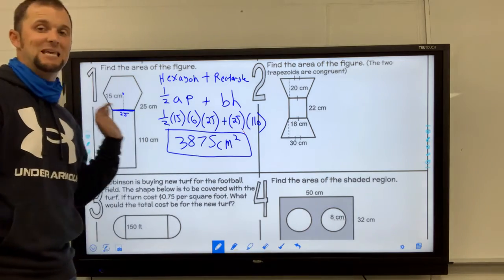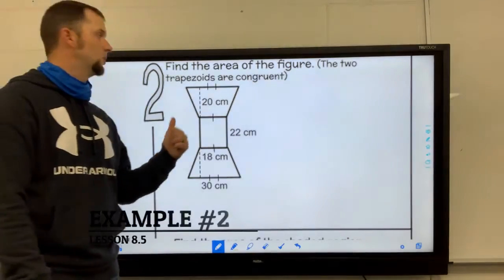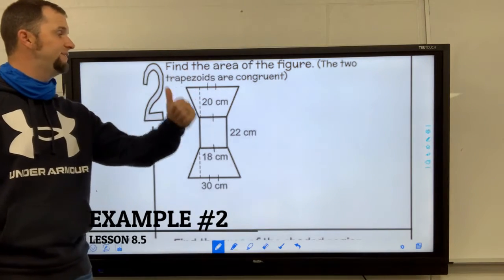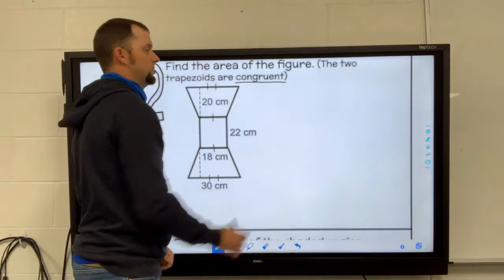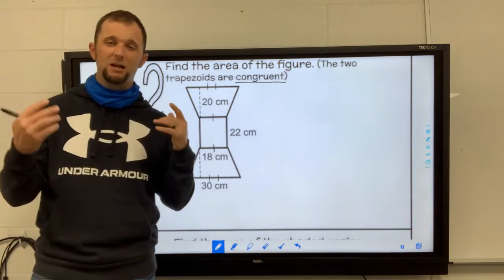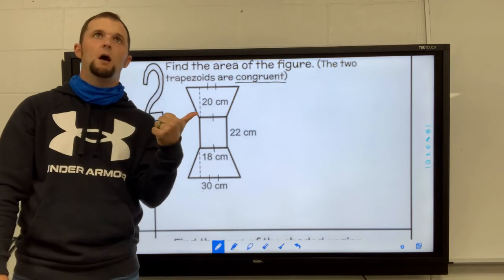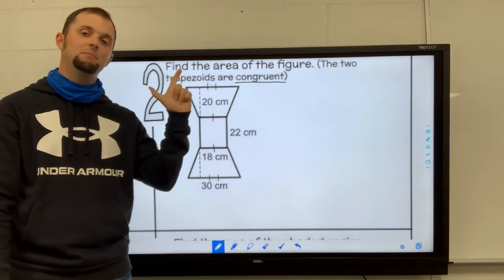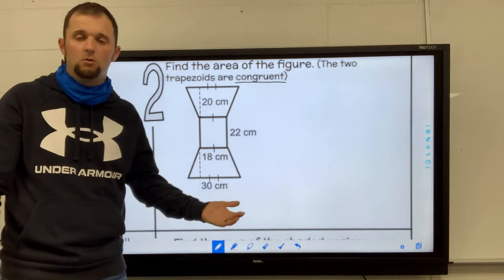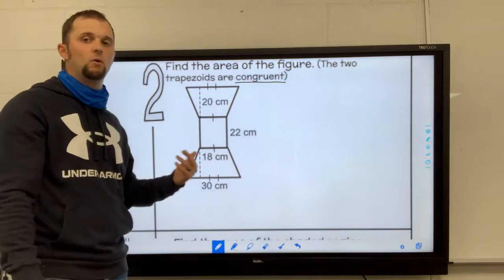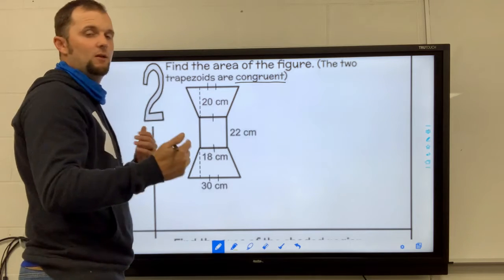So let's go ahead and take this same thing and jump over to example number 2. All right, look at example number 2. It says we need to find the area of the figure, and what it's telling me is the two trapezoids are congruent to each other. So that automatically tells me that if I find the area of one of these trapezoids, I can literally just add that same area together to get the total of those two, or I can just multiply times 2. So that's what I can think of in my formula. So I'm taking two trapezoids that are congruent and I'm multiplying those times 2.